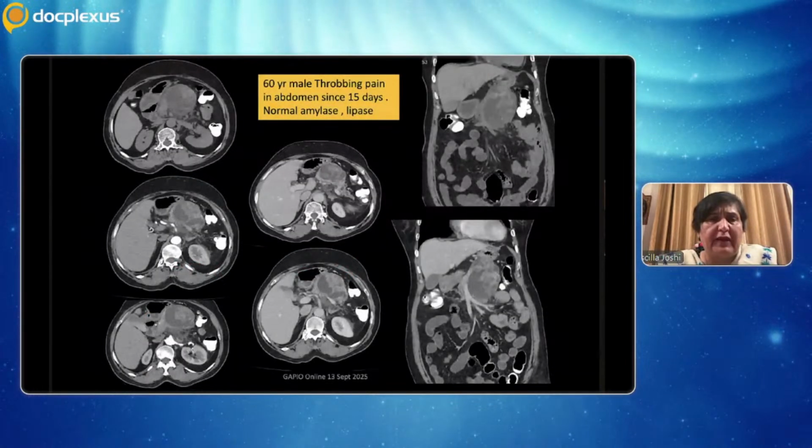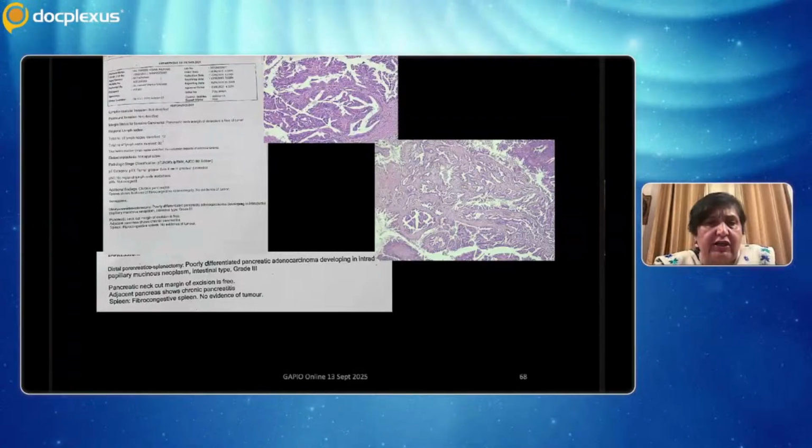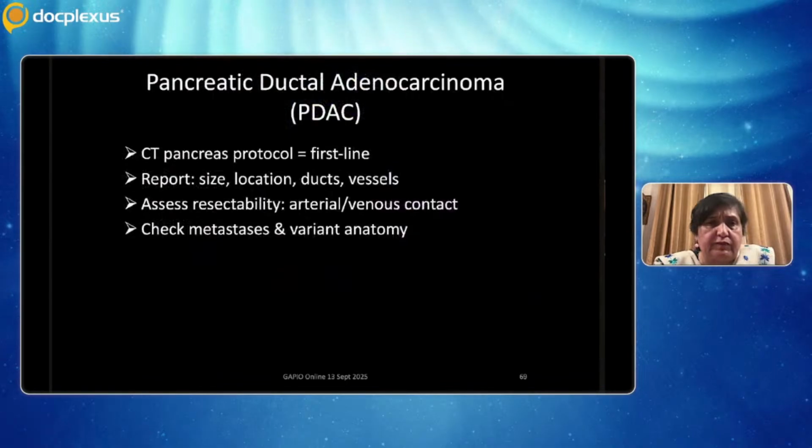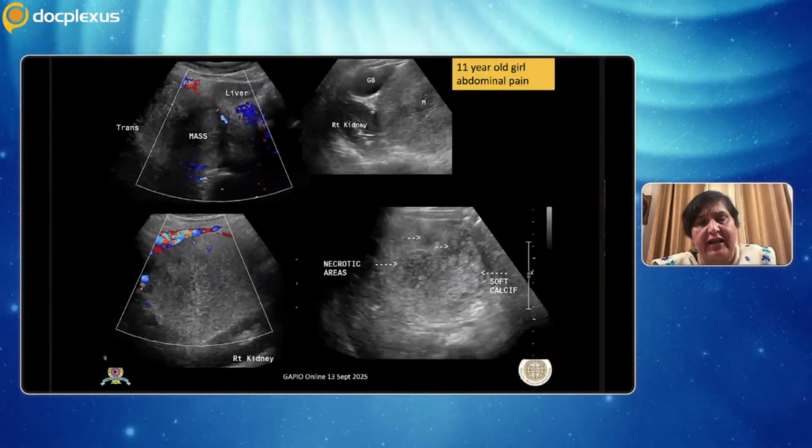60-year-old patient with pain in the abdomen, and what you're seeing here is this large mass. It appears to be in continuity with the pancreatic duct. And we thought this was an IPMN, but it turned out to be a poorly differentiated pancreatic adenocarcinoma developing in an IPMN. So it's important when you're looking at pancreatic ductal adenocarcinomas that you follow the protocol, report the size of the tumor, the location, the ducts, the vessels, assess resectability, arterial venous contact, and check metastasis and variant anatomy.